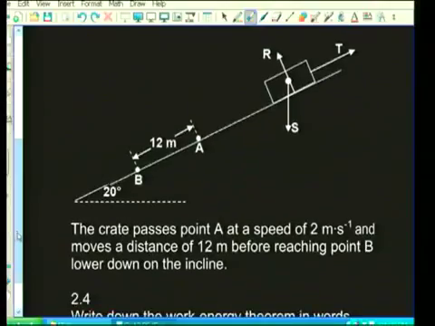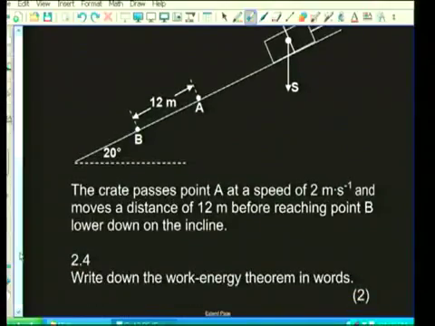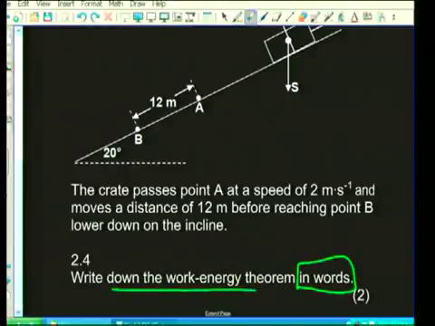Okay, next one says to us, oh, look here, because we've already done this today. Write down the work energy theorem in words. Now, we've done this once already, and what did we say? The net work done on an object is equal to the change in kinetic energy of that object. Same question, February, November, same year, okay? They're going to ask you this one.